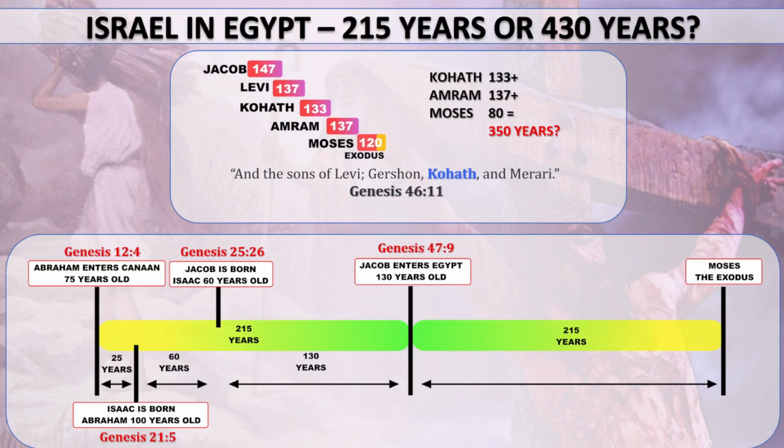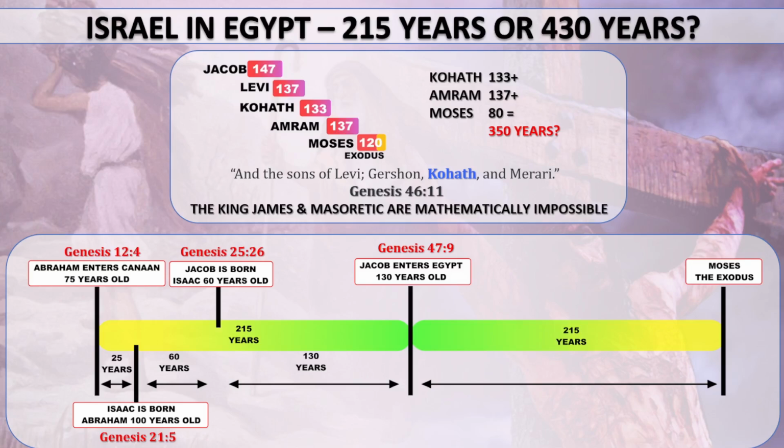So Kohath was 133. Let's add Amram. Let's add Moses. That's 350 years. So if they're saying 430 years, the King James and Masoretic are mathematically impossible. Guys, this is 7-year-old math. A 7-year-old can do the math here and go, well, they couldn't have been in Egypt for 430 years because you're missing 65 years off these people.